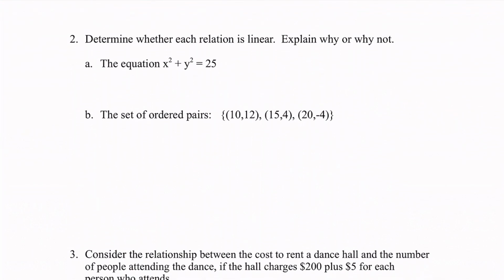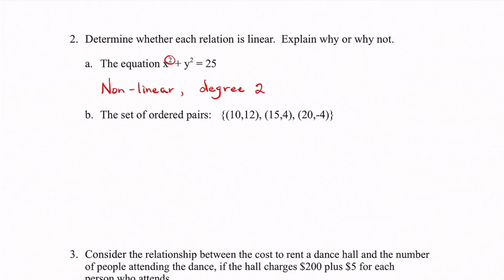So number 2, it says, determine whether each relation is linear, explain why or why not. If you want to try to guess these ones first, you can go ahead, and then I'm going to go through them. So the first one, I see I've got this exponent of 2. As soon as you see an exponent of 2, that means it's degree 2, and it has to be degree 1 for it to be linear. So in this case, we can say it is not linear, or non-linear. And our reasoning for this is because it is degree 2.